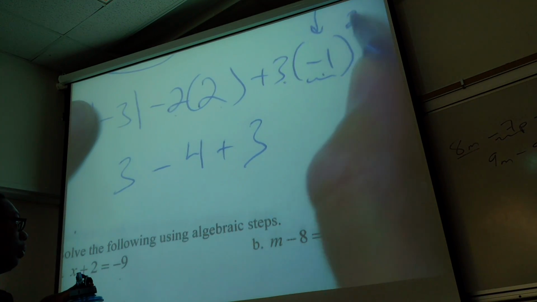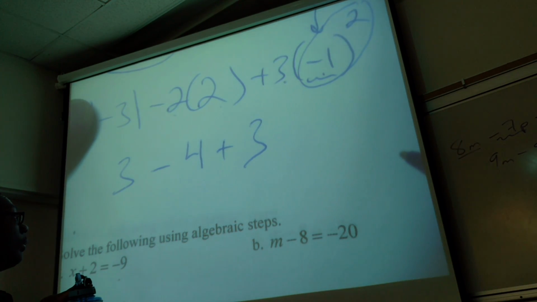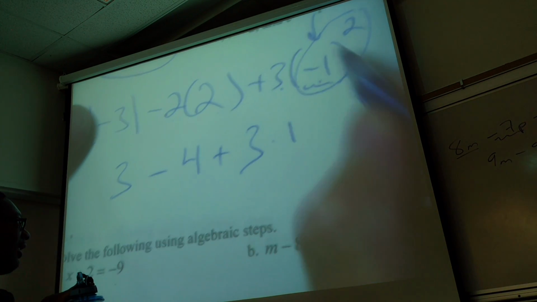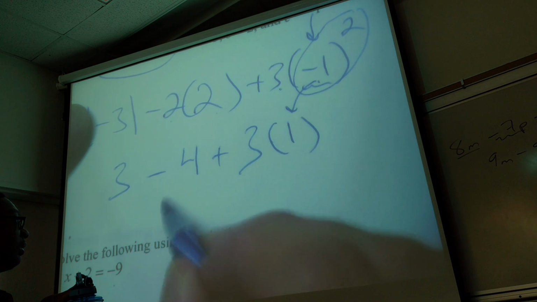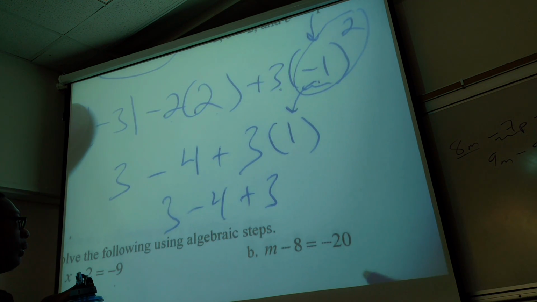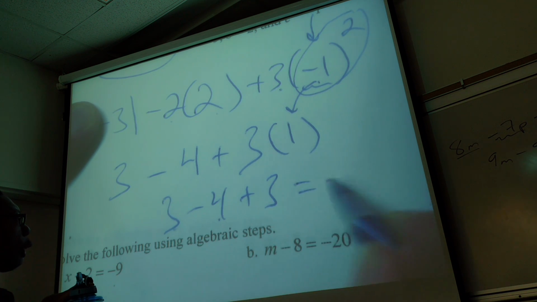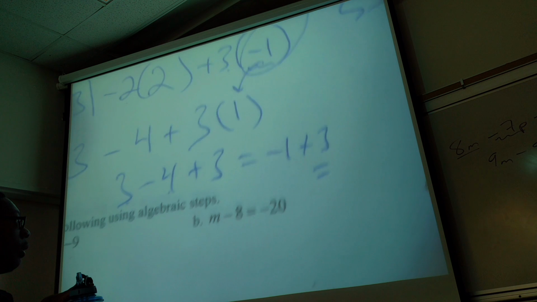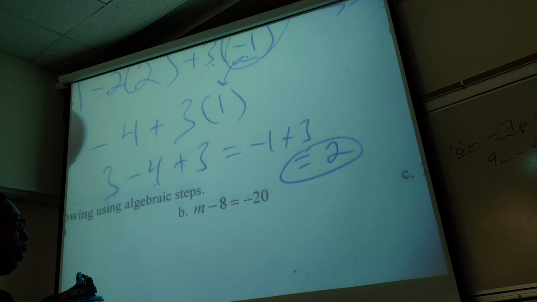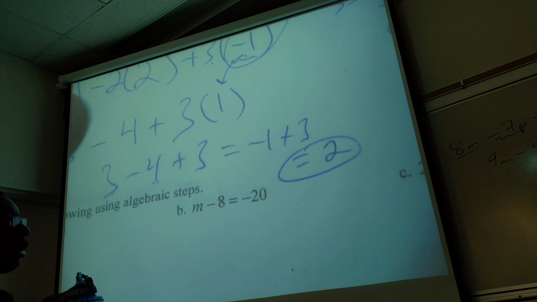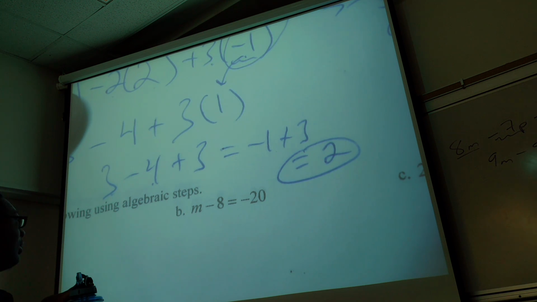Alright. So what's negative 1 squared? Positive 1. And then what's 3 times 1? Because negative 1 squared is 1, and then 3 times 1 is 3. Now what's 3 minus 4? Negative 1. And what's negative 1 plus 3? 2. Because negative 1 plus 3 is another way to say 3 minus 1.